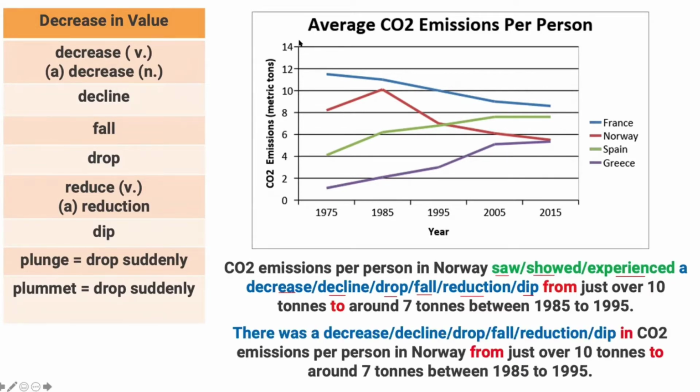And we can really do without those three verbs that we see here by using was. So there was a decrease, decline, drop, fall, or reduction, or dip in CO2 emissions. And of course, we have our from and to. So just make sure you're well aware that these two things are very similar. You're just changing the way you use verbs and nouns.